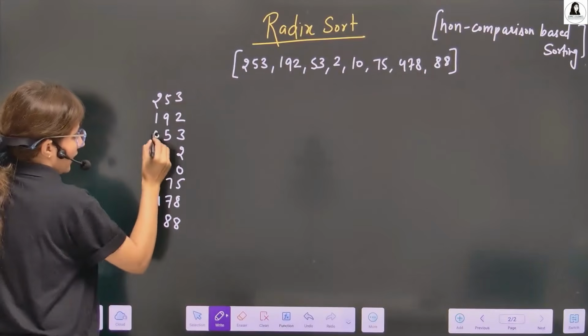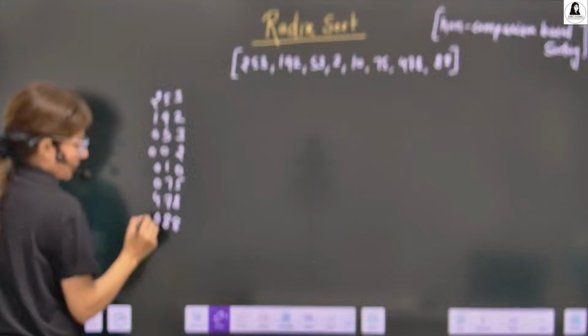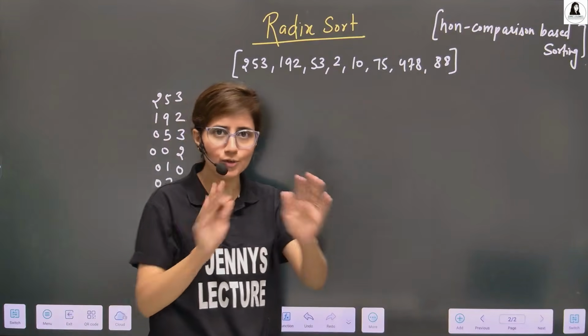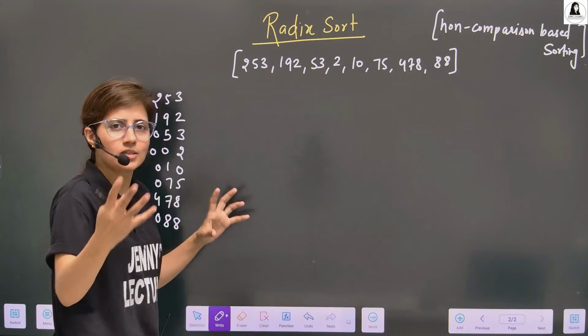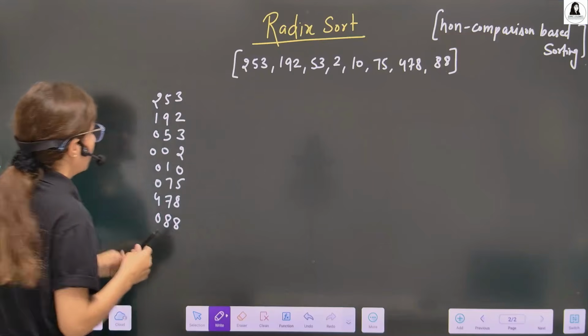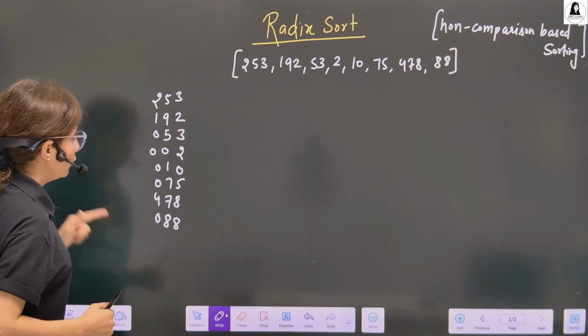So let's add 0 here, 0 here, 0 here, 0. But actually, when we code it, we don't add 0. Don't worry, I'll tell you that. It's just to make you understand in a simple way. I'm just telling you this. Now, we have an equal number of digits, 3.